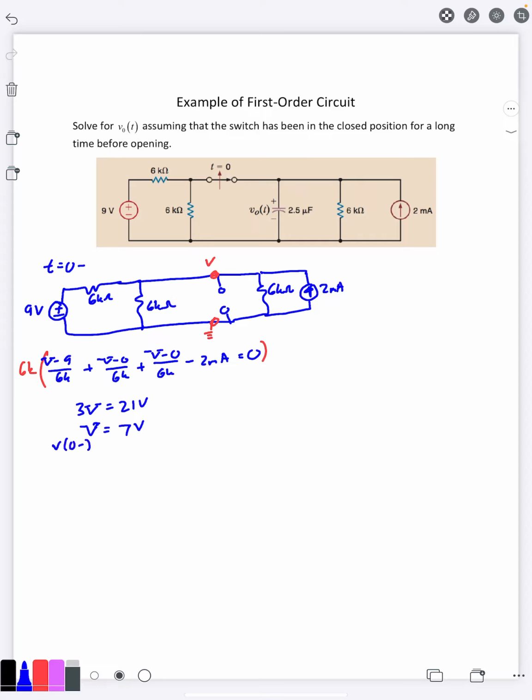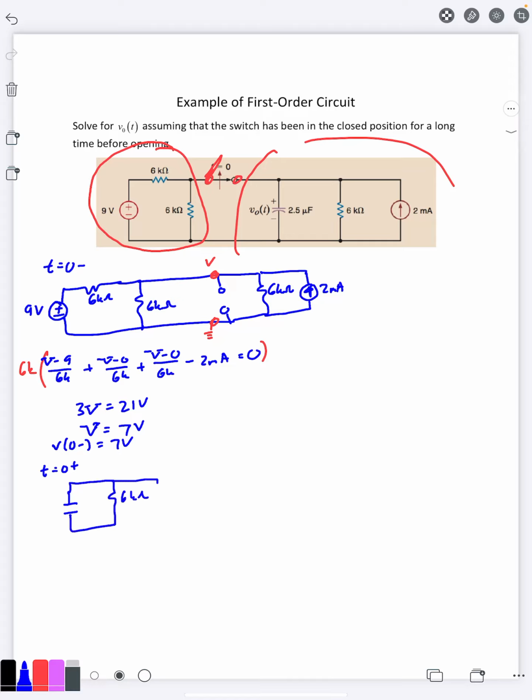If I look at what happens immediately after the switch opens up, so once this switch opens up at t equals 0, there's no longer connection there. That means the stuff that's going on in the circuit on the left is going to be completely separate from the stuff on the circuit on the right over here. So we're going to go ahead and just draw the right side. We have our capacitor. We have 6 kiloohms. And then we have 2 milliamps here.